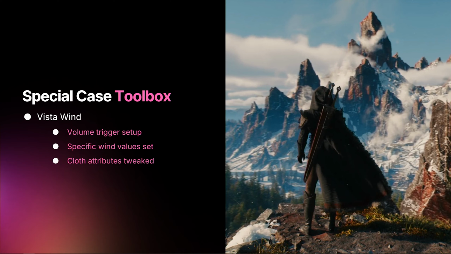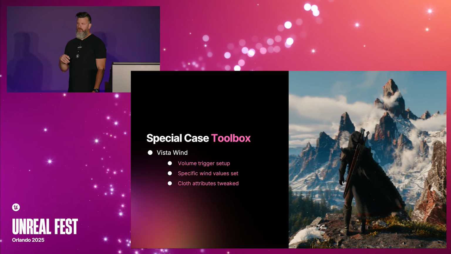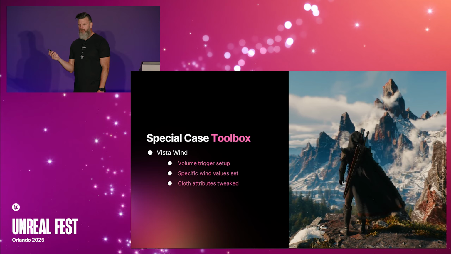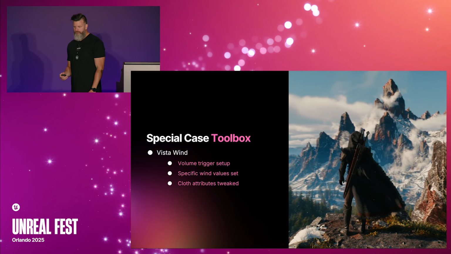So the Vista wind: there's a volume trigger set up because it was a very specific, unique area in the world, and we knew at that specific point we wanted specific things done. So I set up a volume trigger, which has an overlap event that says, hey, I'm at the Vista. Then in the controller function, I look for that variable, and when it's set, I set those specific wind values and the cloth attributes like lift and drag, again to get a more cinematic, dramatic effect there. And that's the only spot I use those values.